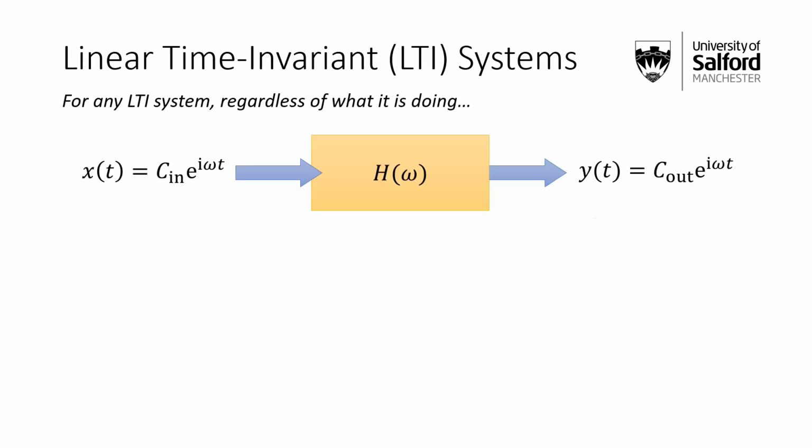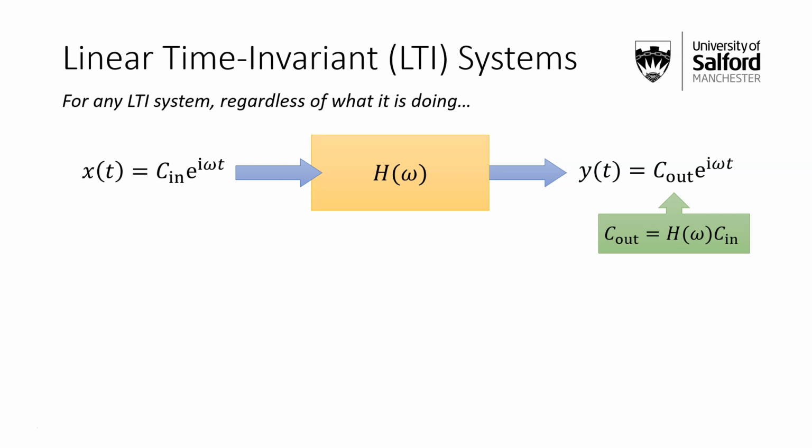So if we had a linear time invariant system, which is a kind of class of systems you could put a signal through that covers all sorts of systems that we might have in audio and acoustics, then what we find is that for any LTI system, pretty much regardless of what it is doing, if you put in a signal that is some complex amplitude times some complex exponential, then you'll get out another signal that's a complex amplitude times a complex exponential, and all that's changed is that you've got a different complex amplitude, which is really easily related. It's the input one times the transfer function H evaluated at the angular frequency omega that we're thinking about.